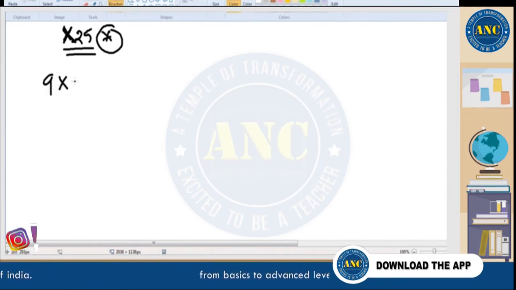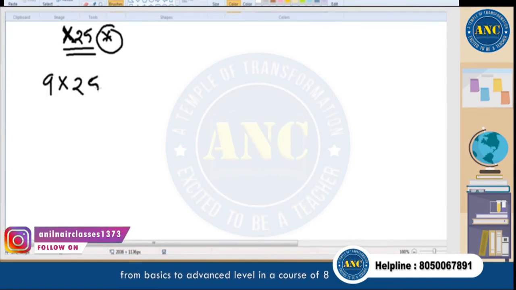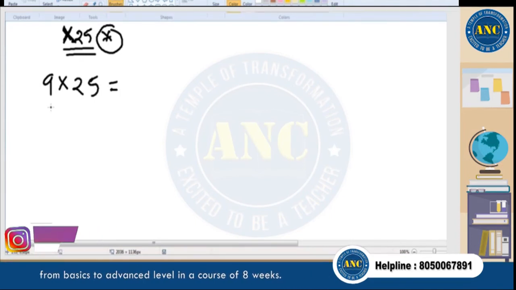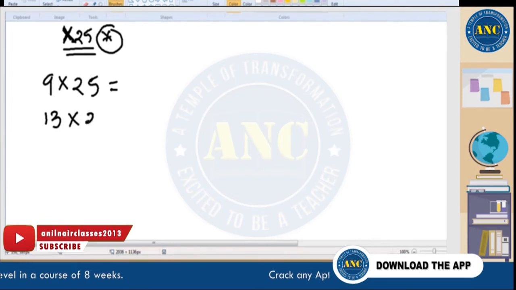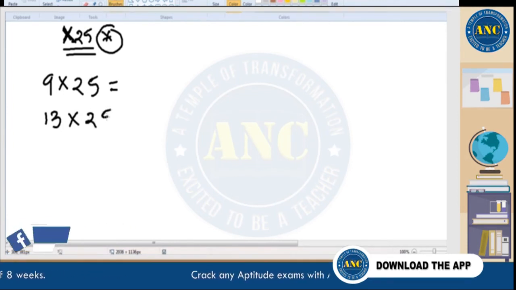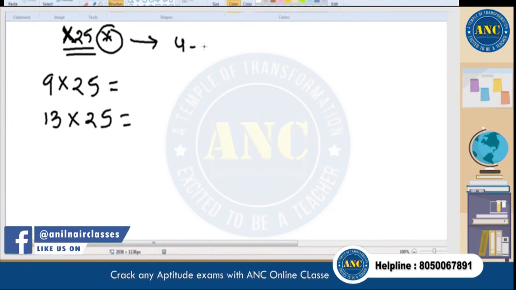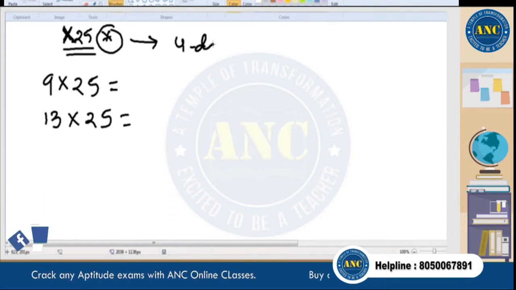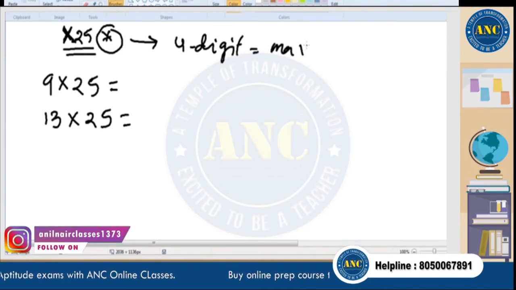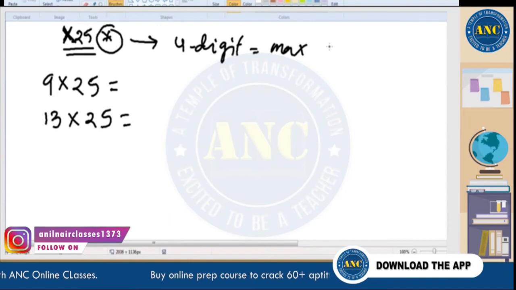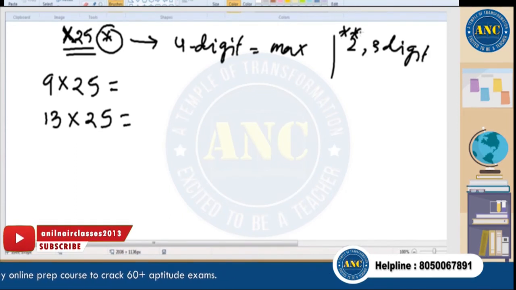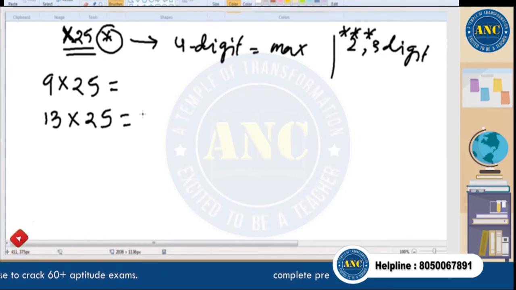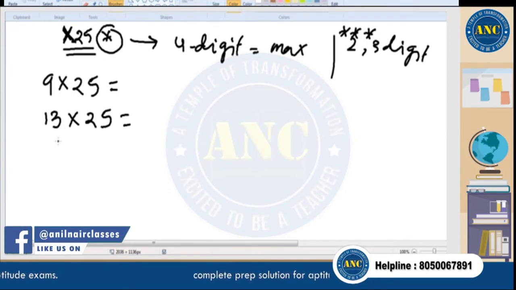Now I can take 9 into 25. Now you can give me any number, sir, without any fear. It may be 2 digit, 3 digit, up to so on n digits. But according to the examination point of view, the maximum digit is 4 digit. And most of the cases it can be 2 or 3 digit only, not even the 4 digit. So let me work out up to 4 digit.